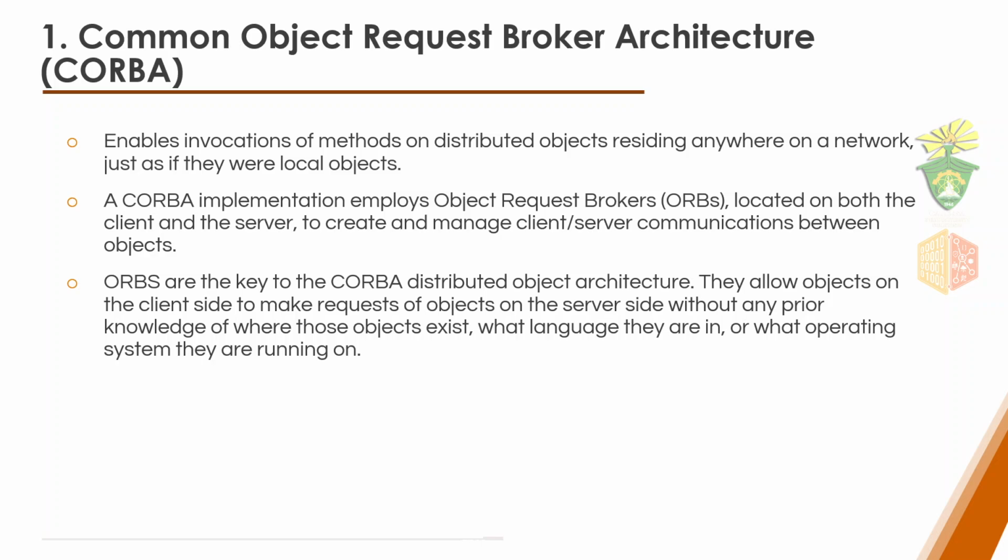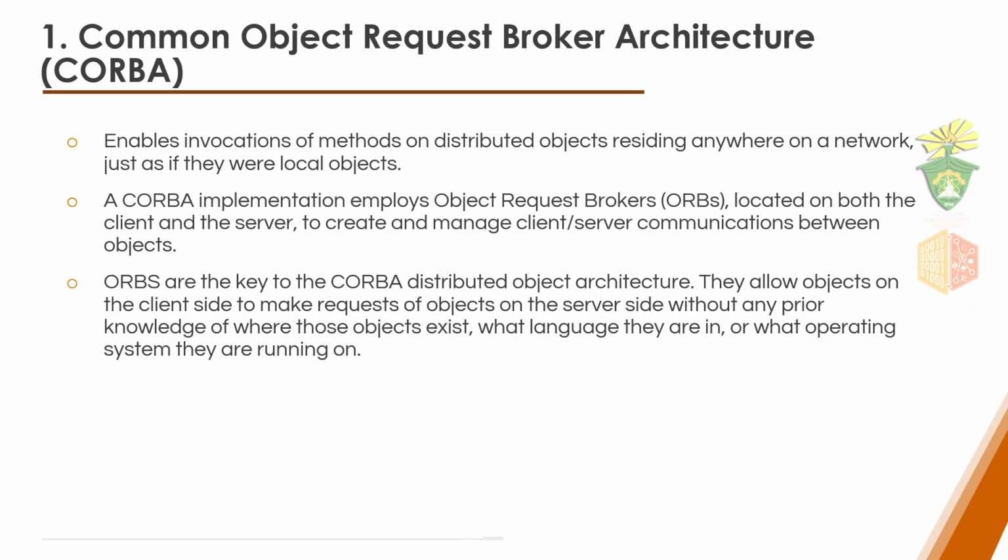A CORBA implementation employs object request brokers, the ORBs, located on both the client and the server to create and manage client-server communication between objects. So there are brokers in between them. So just the idea, like the idea of the stub and skeleton. ORBs are the key to CORBA distributed object architectures, and they allow objects on the client side to make requests of objects on the server side without any prior knowledge of where this object exists, what language they are in, or what operating system they are running on.